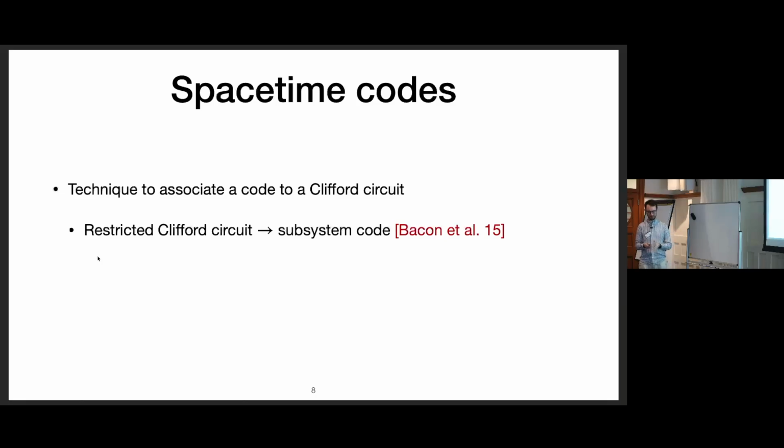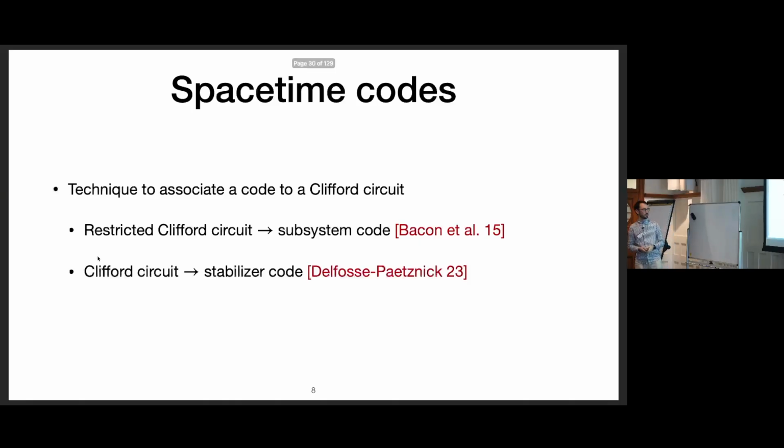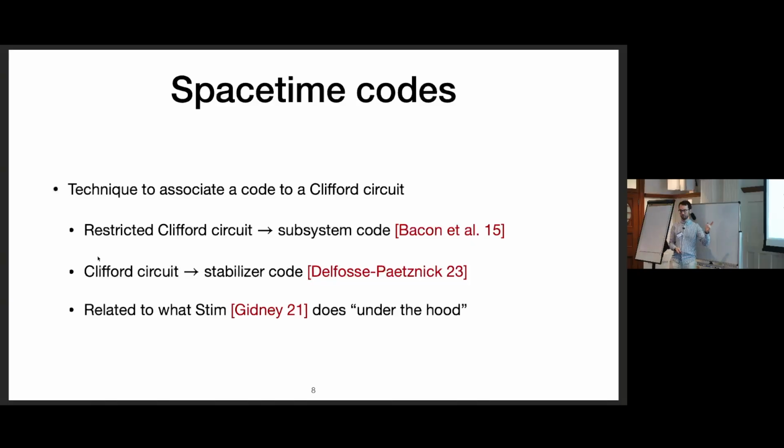And they show that if you start from a Clifford circuit under some restrictions, you can map it to a subsystem code. And then there was a more recent work by Delphos and Pacenik where they have a mapping from a Clifford circuit to a stabilizer code. And then it's actually also really related to what STIM is doing under the hood. When STIM constructs a detector error model for you, it's basically doing a version of what I'm going to present. And so in the paper, we provide a perspective on these things, which maybe synthesizes a few elements from these different approaches.